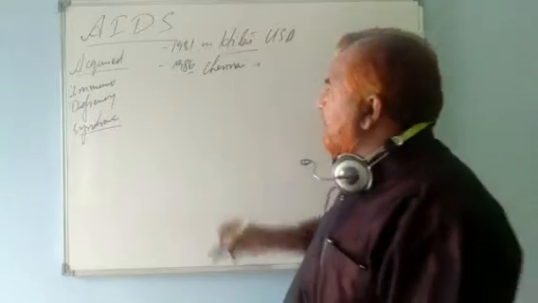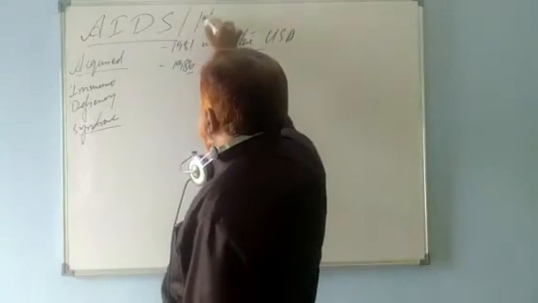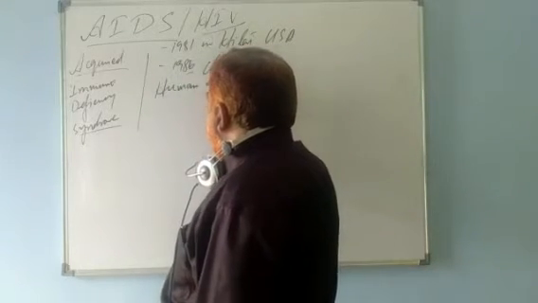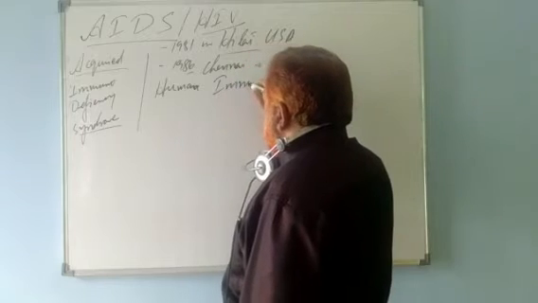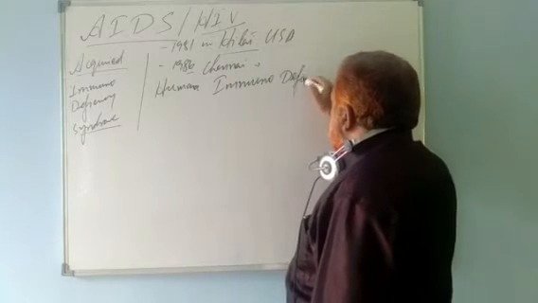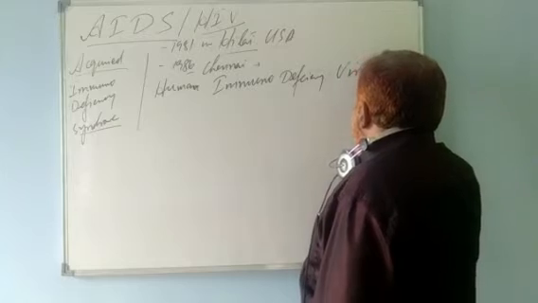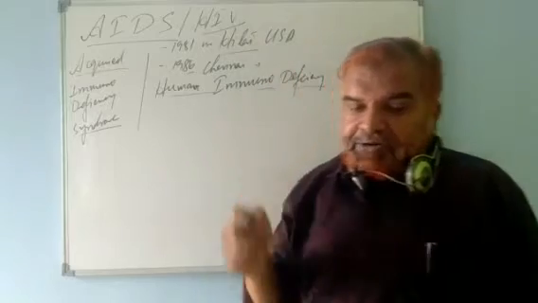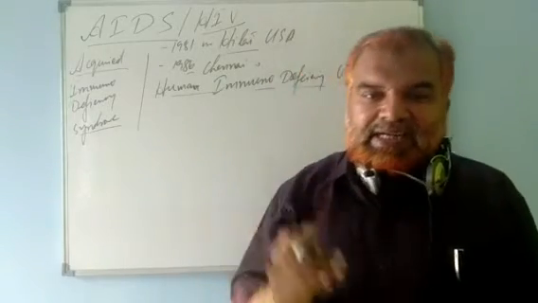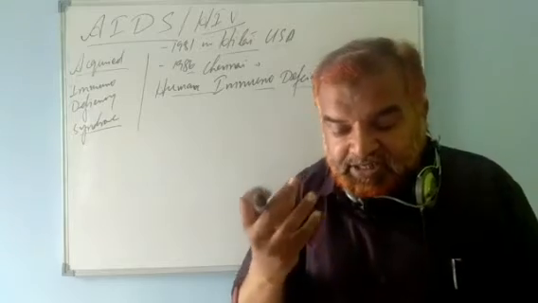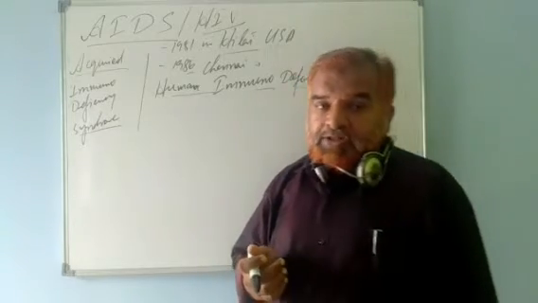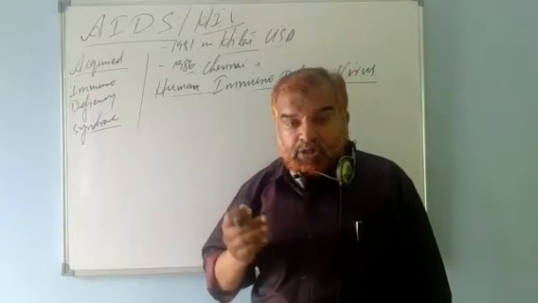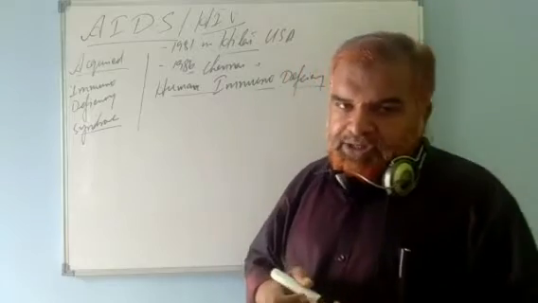This is caused by the virus known as HIV. What do you mean by human immunodeficiency virus? When this virus enters the human body, it decreases the immune system. There is a deficiency of the immune system, there will be low function of the immune system, and the whole immune system will collapse.